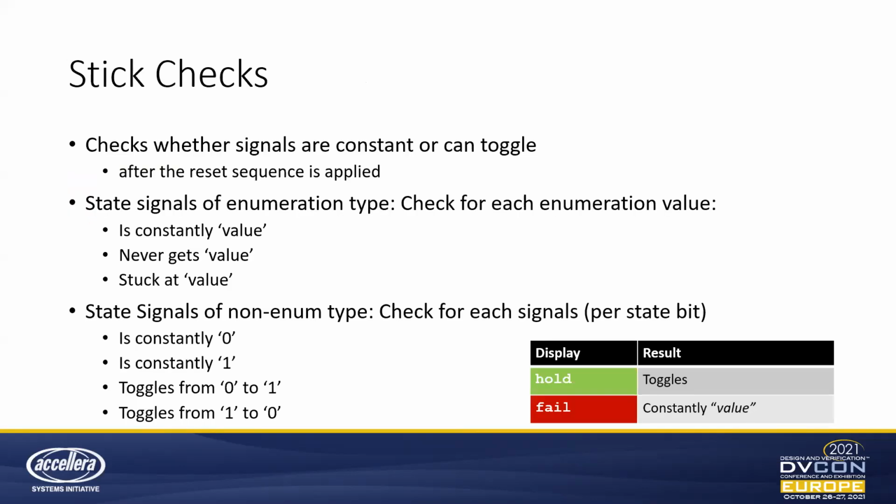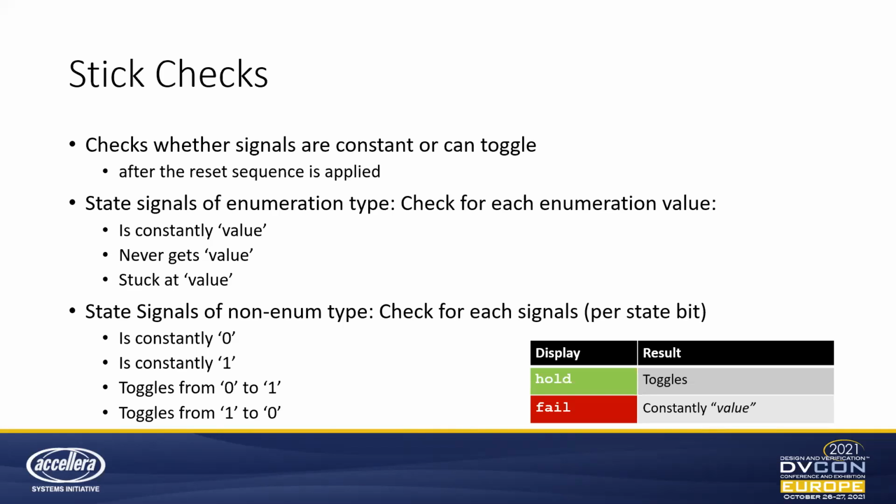On top of that, we have the stuck checks. These are checks whether signals are constant or can toggle, of course after the reset sequence is applied. The stuck checks cover the enum type and non-enum type. In case of the enumeration type, there are 3 checks generated per signal, and in case of non-enumerated type, there are 4 checks.